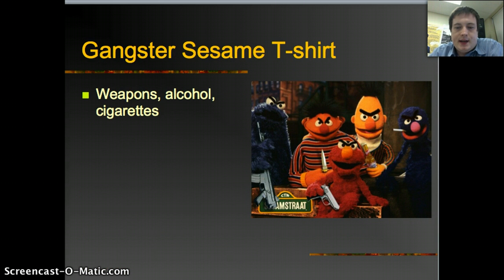Here you see a Sesame Street parody, make fun, and here you see guns and weapons and drugs. Here this can't be worn in a school because it's showing weapons and other kind of inappropriate behavior.